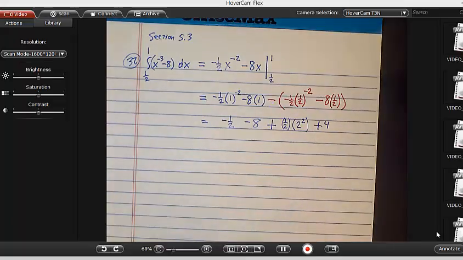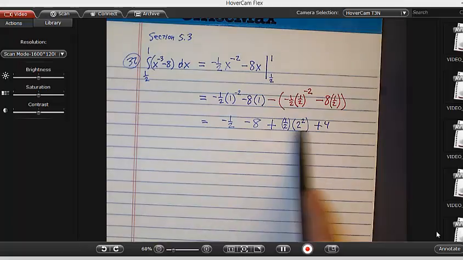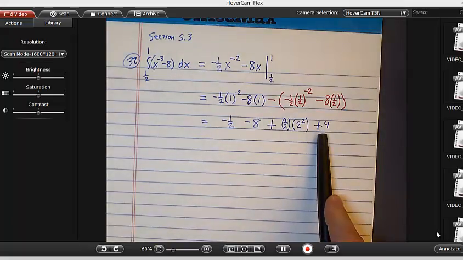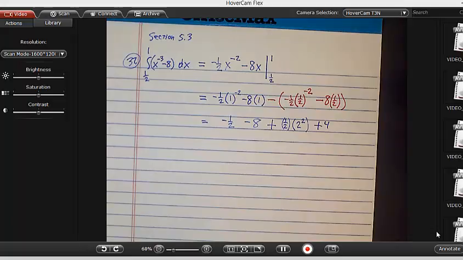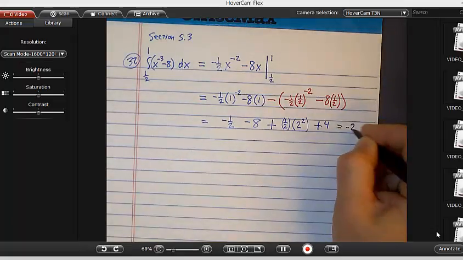All right, so let's see what we have. Here's half of 4. That's 2 plus 4 is 6. Minus 8 is negative 2. So I'm getting negative 2.5.